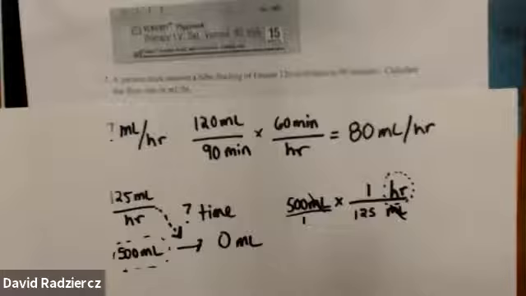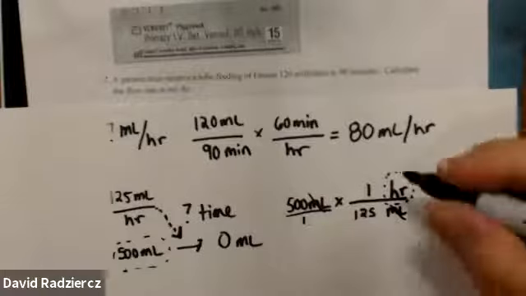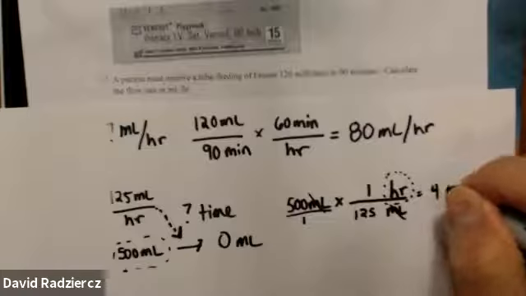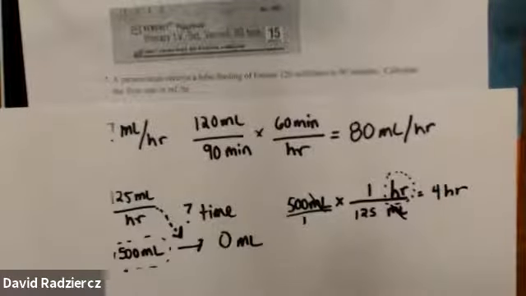Okay. So 125 goes into 500 4 times. And so your answer for this question would be, it would take 4 hours. So if it started at 8 a.m., you would want to check it again at noon, 4 hours.